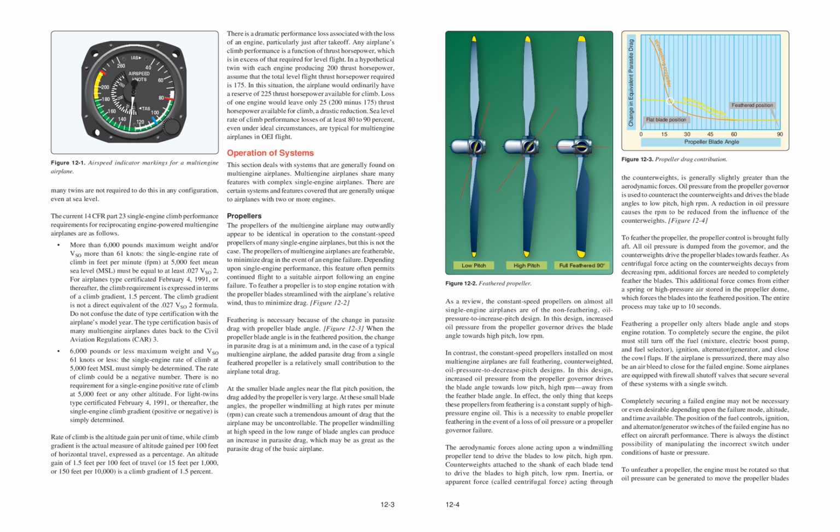The current 14 CFR Part 23 single-engine climb performance requirements for reciprocating engine-powered multi-engine airplanes are as follows. For more than 6,000 pounds maximum weight or VSO more than 61 knots, the single-engine rate of climb in feet per minute (FPM) at 5,000 feet mean sea level (MSL) must be equal to at least 0.027 VSO². For airplanes type certificated February 4, 1991, or thereafter, the climb requirement is expressed in terms of a climb gradient, 1.5%. The climb gradient is not a direct equivalent of the 0.027 VSO² formula.